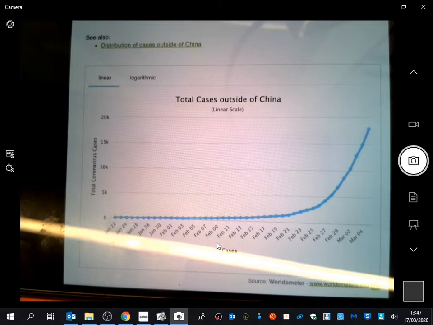these are the cases of the coronavirus outside China. And you can see that the scale that we have up the side here goes 0, 5,000, 10,000, 15,000, 20,000. So what could you tell me about this scale along the side? It's going up in 5,000, so we would call it a linear scale, okay? And along the bottom is just a constant time scale. What kind of graph does this look like? Exponential.